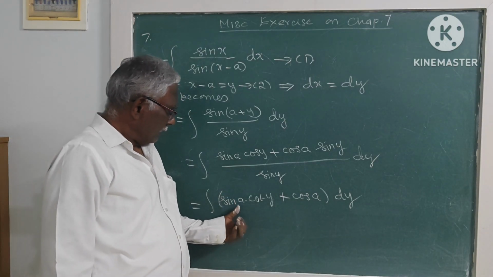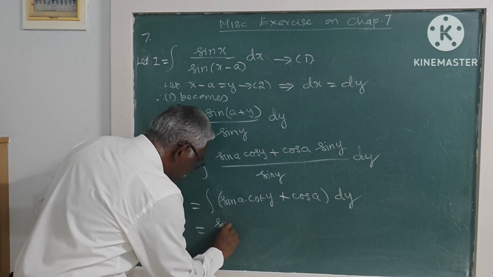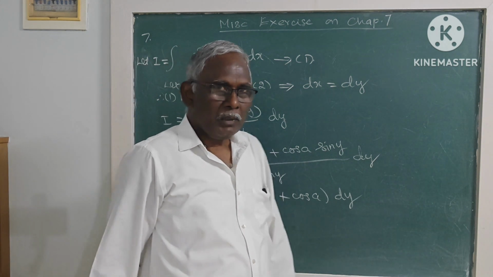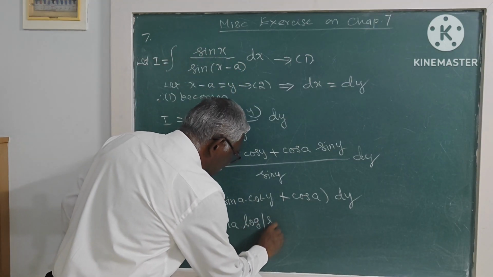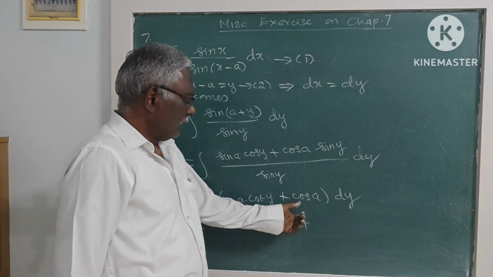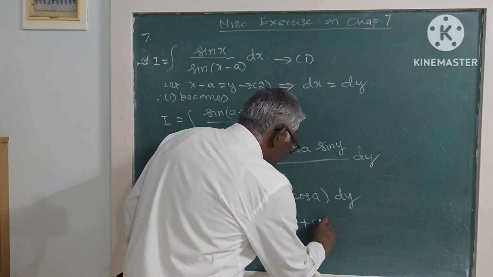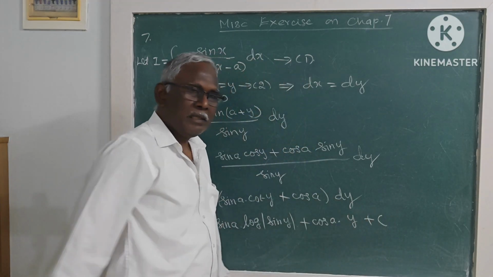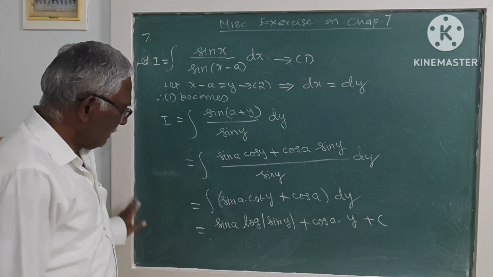If we integrate, sin a is constant, we can take this outside. What is integral cot y? That is nothing but log of sin y. What is integral cos a dy? Is nothing but cos a into y plus constant, because cos a is constant. Now what is y? Y is x minus a.